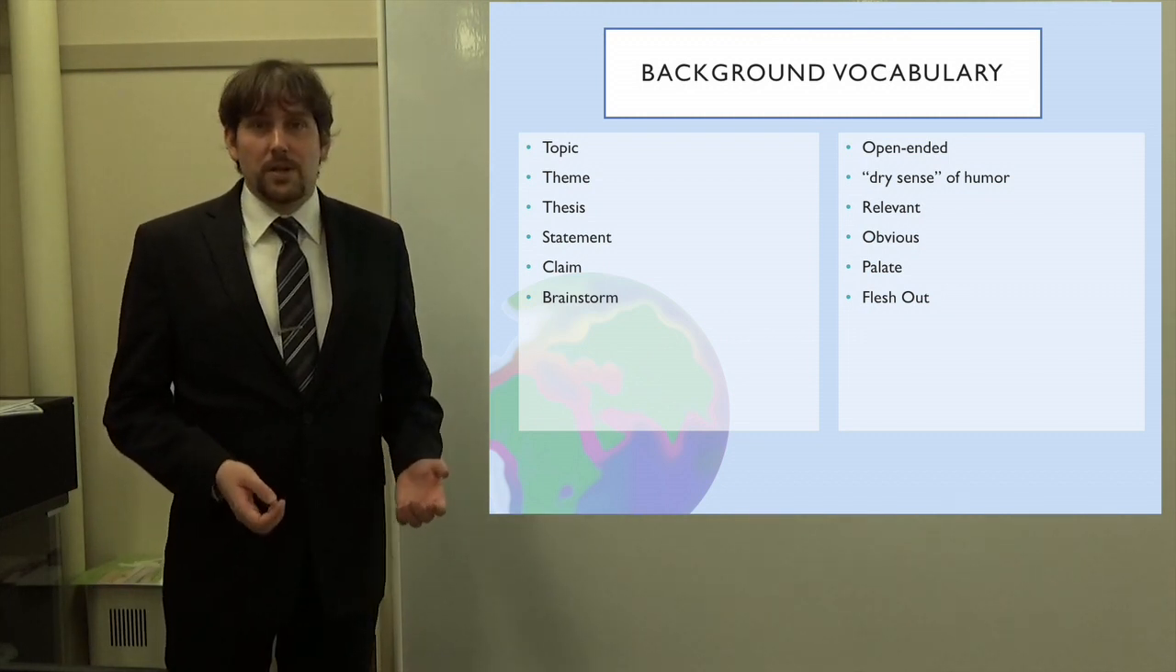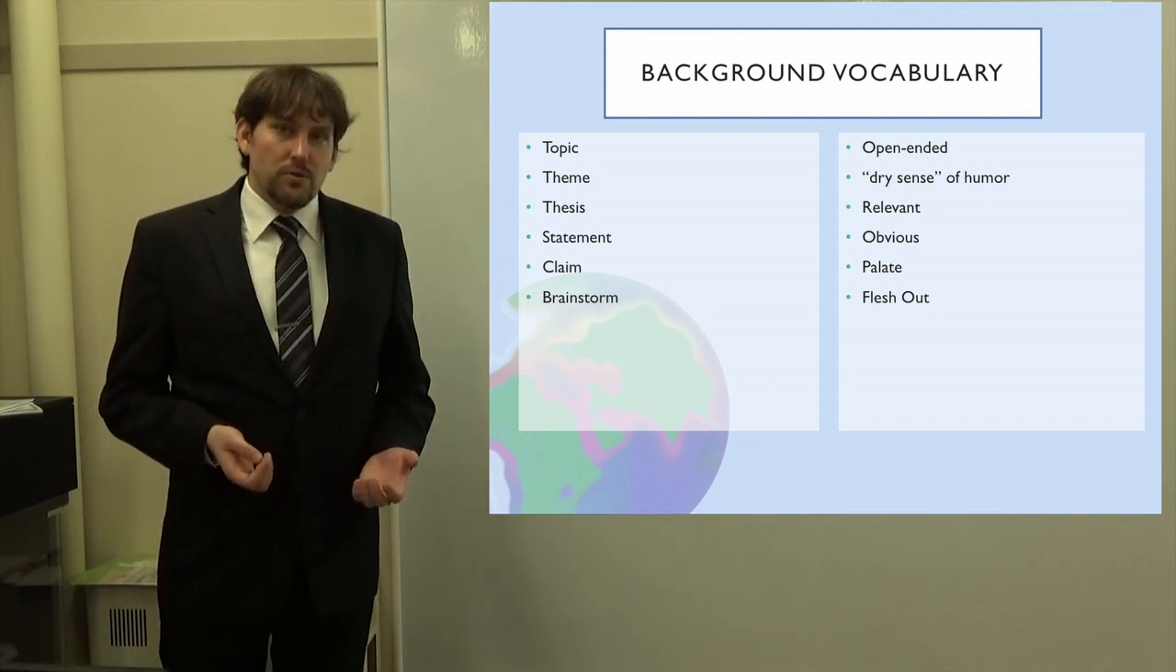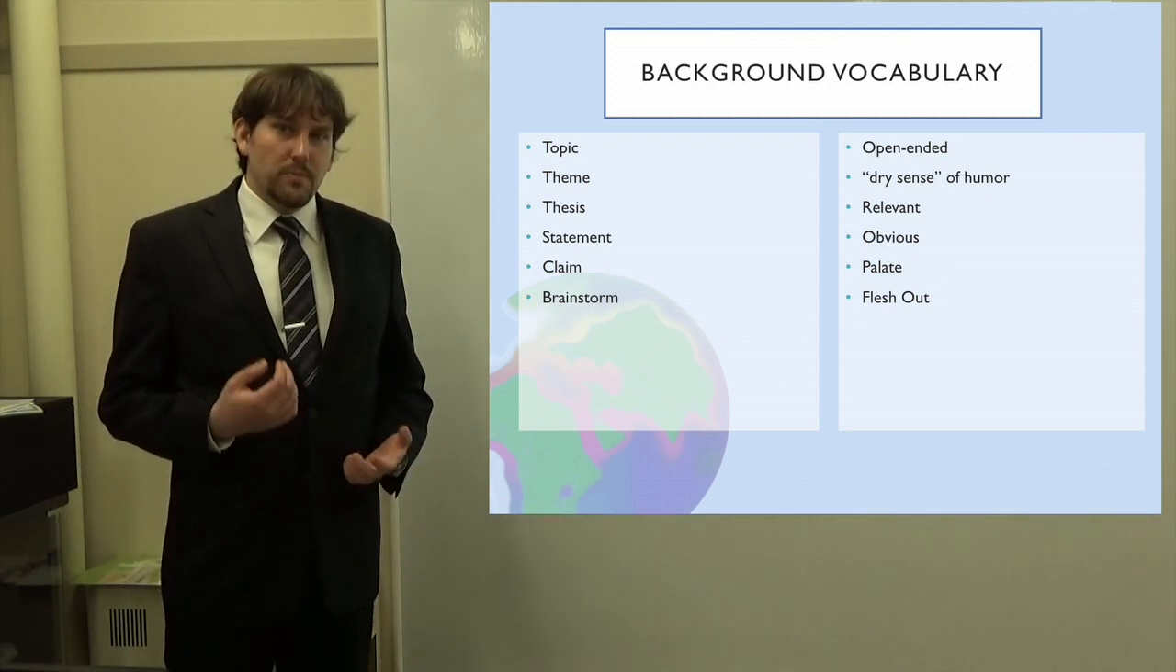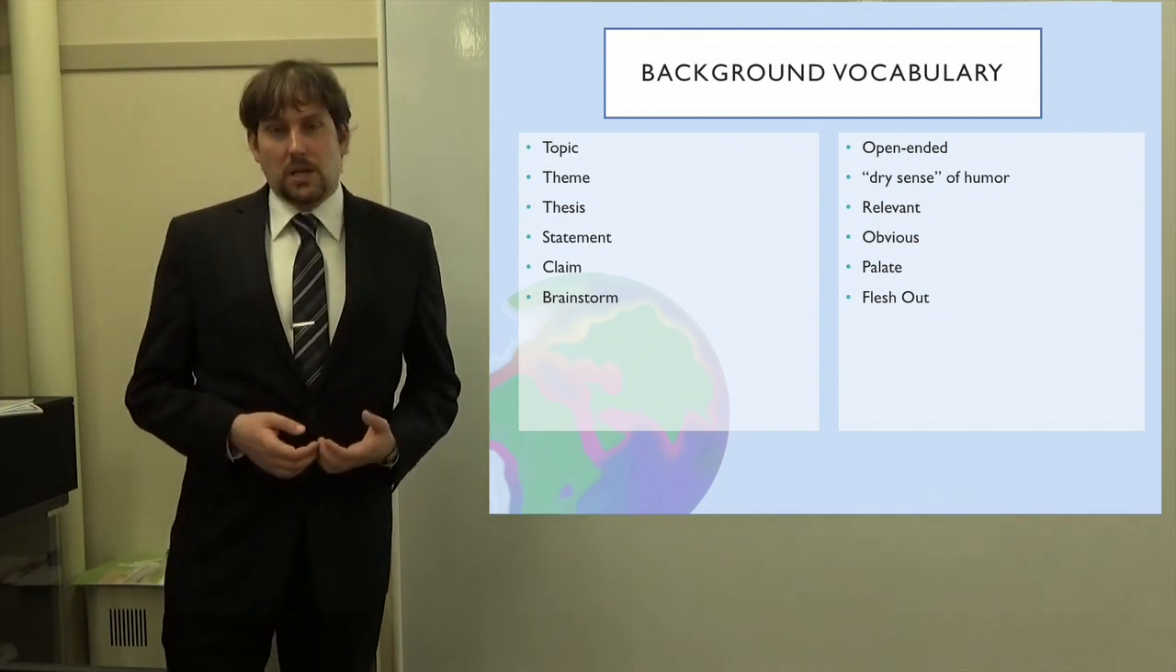Obvious means that something is easily known or well known. A palate refers to both your tongue and the ability to taste or like something. And to flesh out means to do something in more depth.